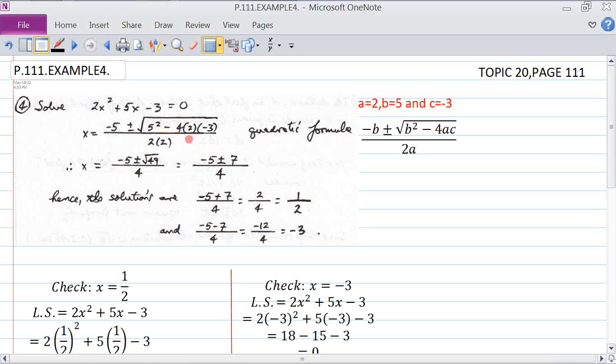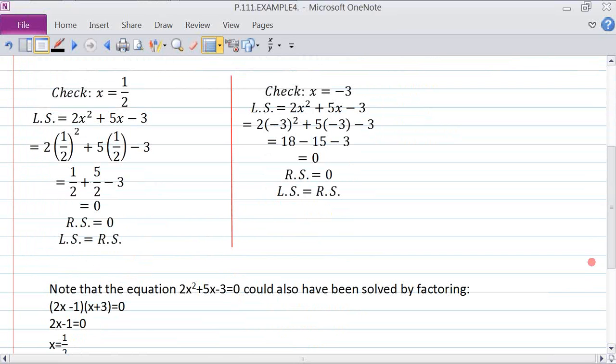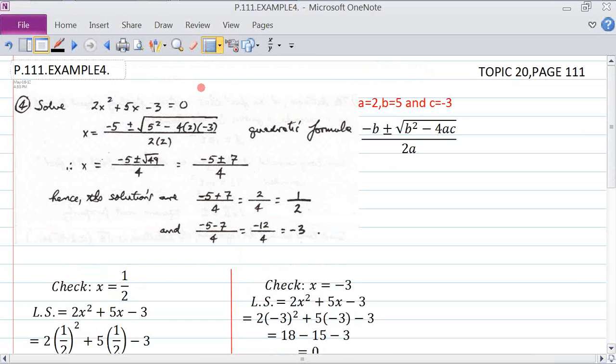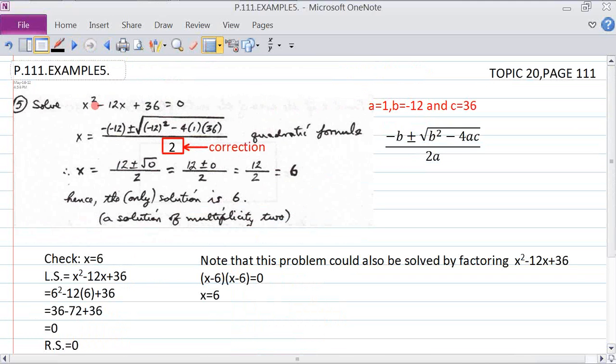The problem with the quadratic equation is, I think you will agree, that it is a more lengthy procedure. It's a more time-consuming procedure. So you should always see if you can factor first, because that is, generally speaking, a quicker solution. So go to example 5, x squared minus 12x plus 36.